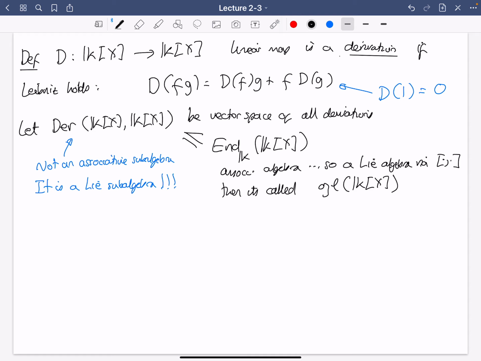So this is something you should check. It's easy, but you have to take two derivations and check that their commutator is again a derivation. So it's kind of the most important place where Lie algebras are going to come from. The commutator [d1, d2] of two derivations is a derivation. So that's the very important point.